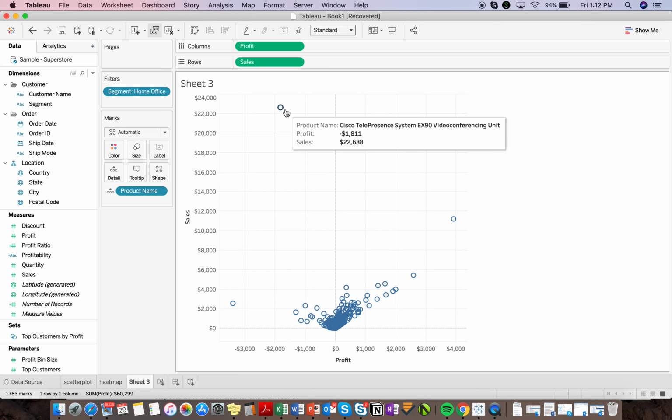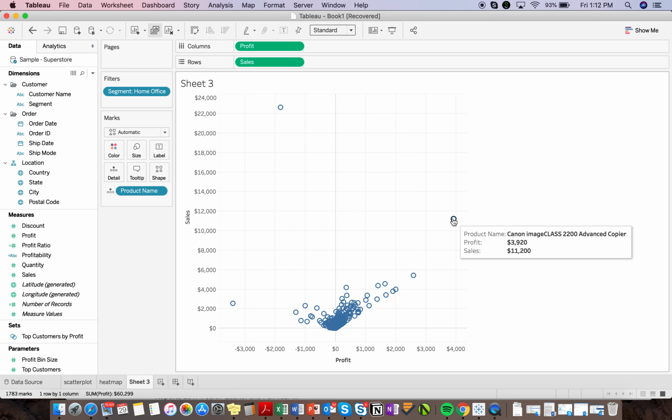So these three outliers are products that we know are either very high in sales but low or even negative in profit, or high in both sales and profit. So this gives us a better understanding, as a business, of which products we should focus on and what the purpose of each product is.